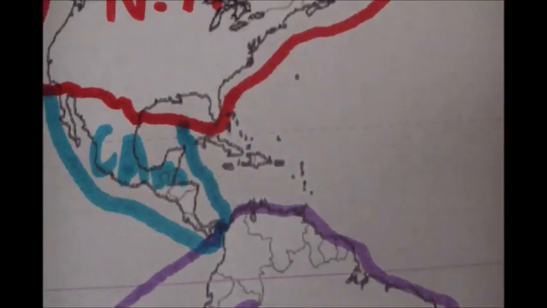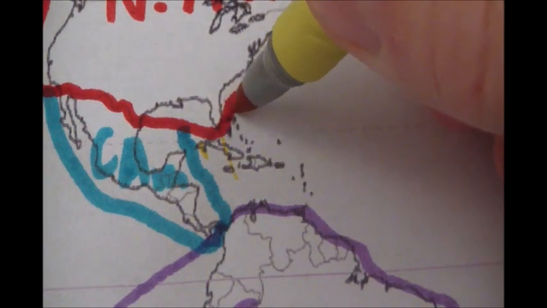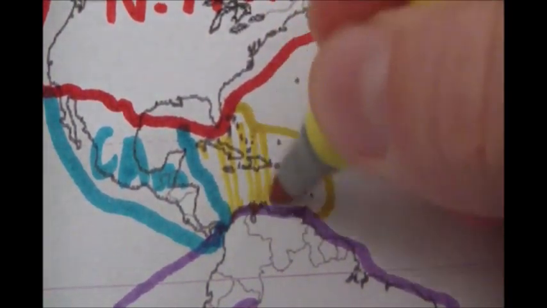Next up, the Caribbean islands. These are going to be all these islands here. So just essentially trace around all these islands, and this here is the Caribbean.